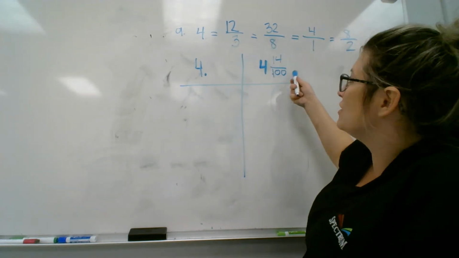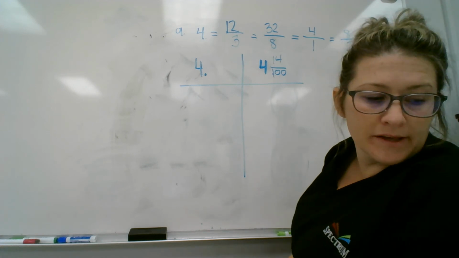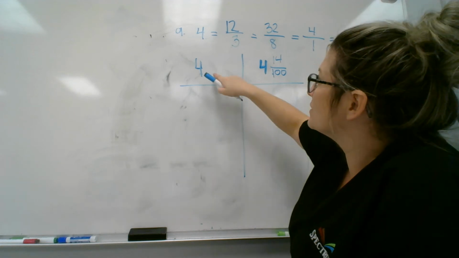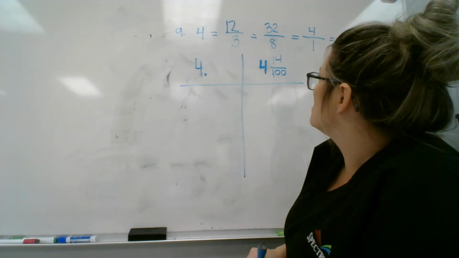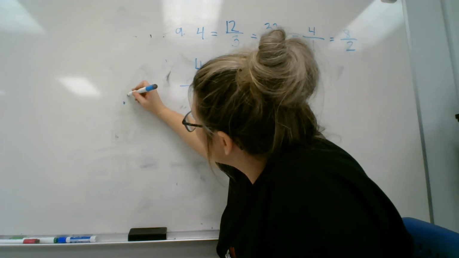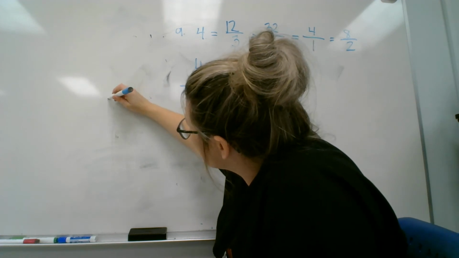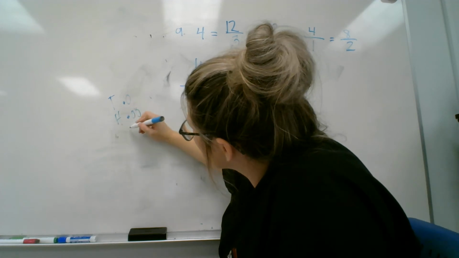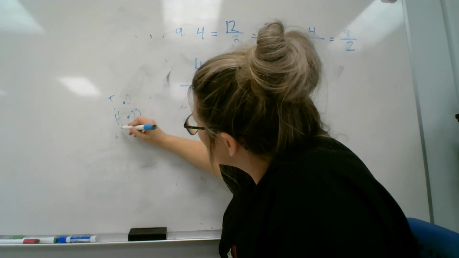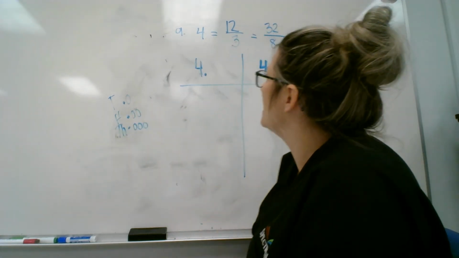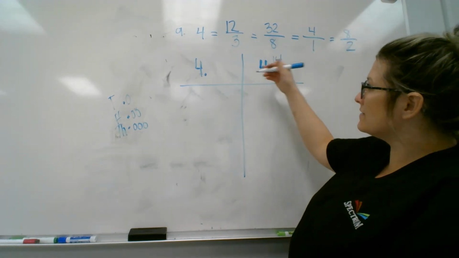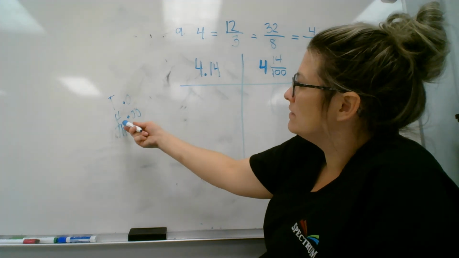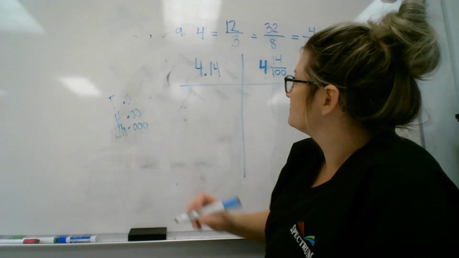Next, 14 over 100 is 14 hundredths, and that is going to tell you that there are 2 digits after the decimal. All right, so remember, 1 digit after the decimal, that's tenths. 2 digits after the decimal, that's hundredths. 3 digits after the decimal, that's thousandths. Okay, so if I have 14 hundredths, I just need 2 numbers after the decimal for hundredths.